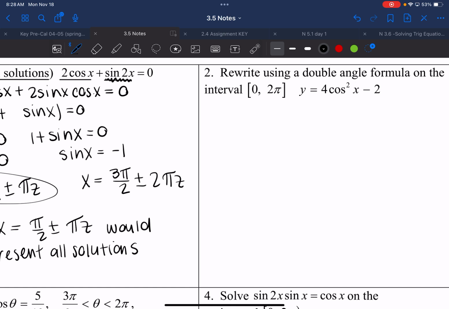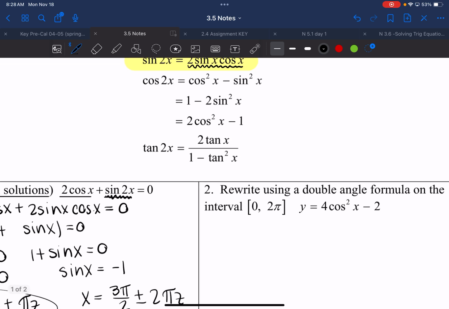This one, they did put us on a restricted domain, right? They said we're going from 0 to 2 pi. So I won't write it as plus or minus something, right? We'll just write it as a list of all the values where this is true. Okay, so right now we've got 4 cosine squared minus 2. That doesn't quite look like any of my identities from up above, but it's pretty close to one of them. Which one is it pretty close to?